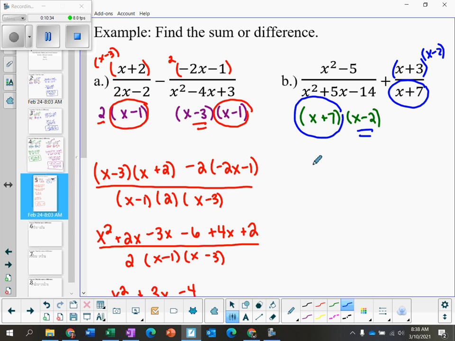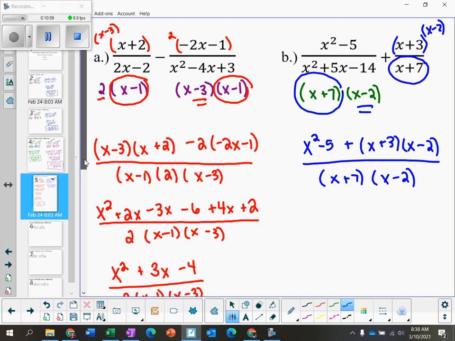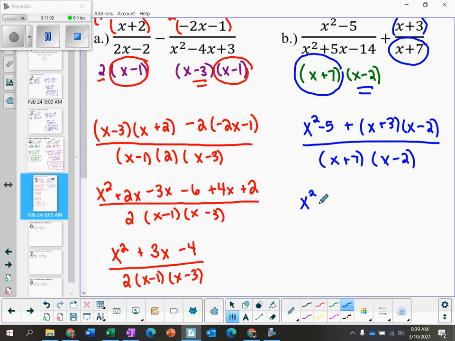So it's going to stay x squared minus 5, and then plus my x plus 3 times x minus 2. And the whole thing will be over their common term times whatever things were missing. So just x minus 2 in this case. So we'll multiply or distribute here. So plus x times x is x squared minus 2x plus 3x minus 6.